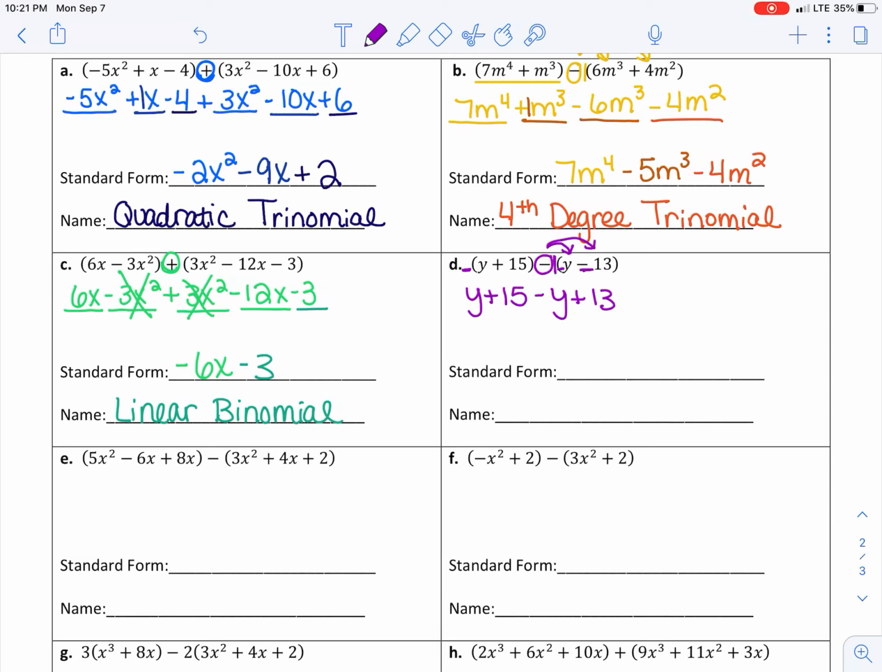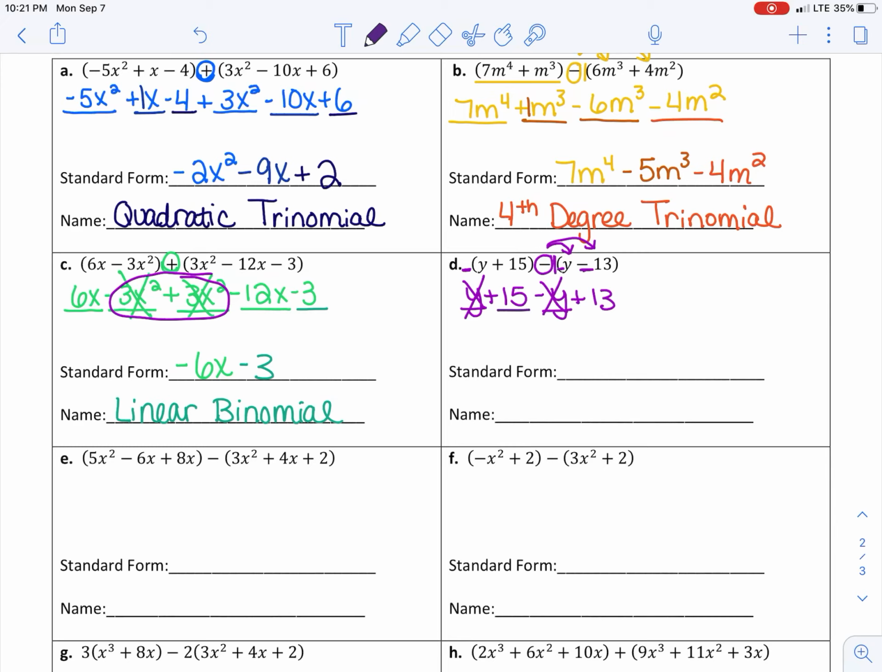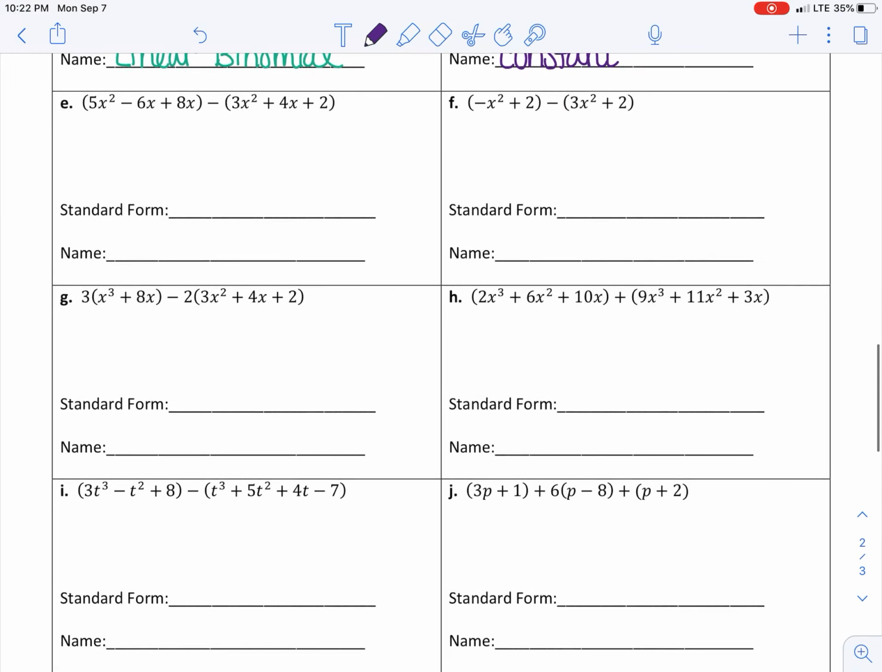Okay, so basically all you're doing is flipping all the signs. Then here we have a y minus a y, and just like we saw in example C, those cancel each other out. Okay, then we're left with that 15 and 13. If we add those together, we're going to get 28. And that's just a constant. It's just a number, so we call that a constant. Okay. Moving on to letter E.